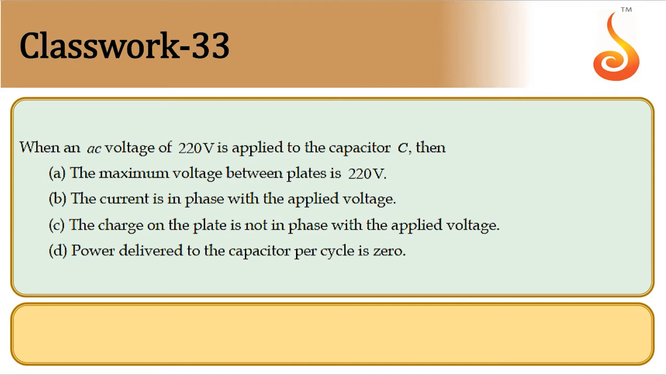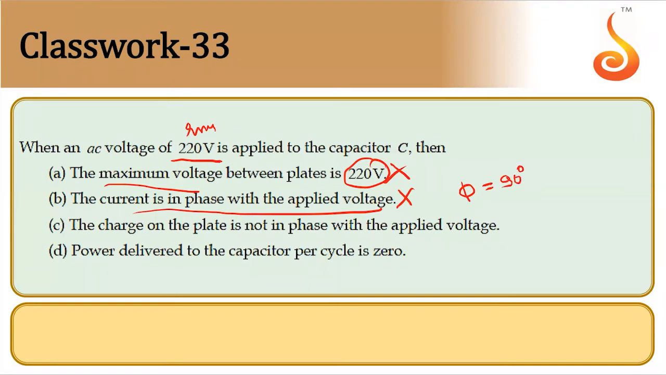See, when you apply 220 volt, this will be the RMS value. So maximum value of voltage will not be 220, so this is wrong. Current is in phase with applied voltage: this is also wrong. It's a capacitive circuit, so current and voltage have a phase difference of 90 degrees. Charge on the plate is not in phase with applied voltage: this is also wrong. Charge will be in phase with applied voltage.